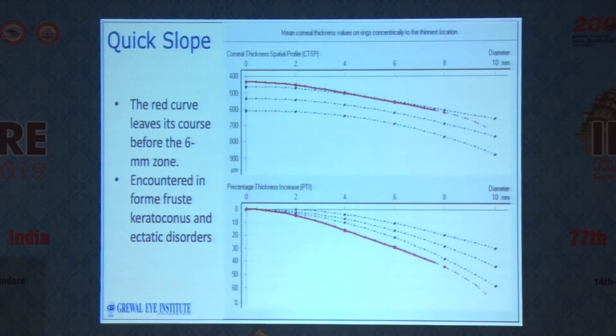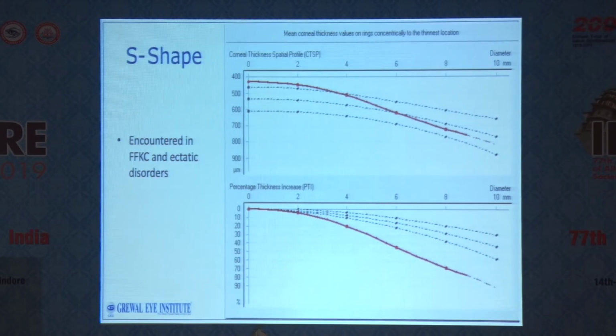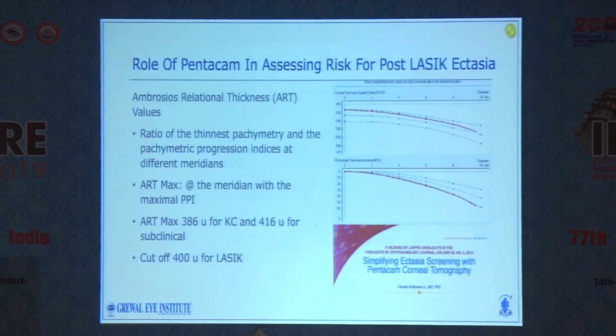A quick slope like this, where the red curve leaves its course before the 6 millimeter zone, is very suggestive of either keratoconus or ectatic disorders. Similarly, with an S-shaped curve. The Ambrosio relational thickness values, the ART values, are a ratio of the thinnest pachymetry and the pachymetric progression indexes at different meridians. A value more than 400 is very safe for refractive surgery, while values less than 400 are very suspicious.